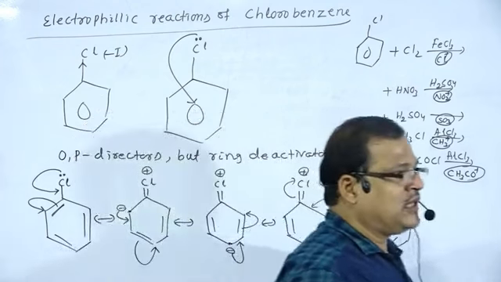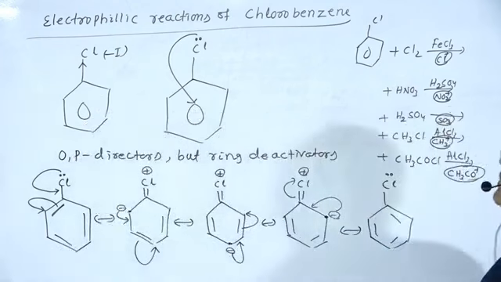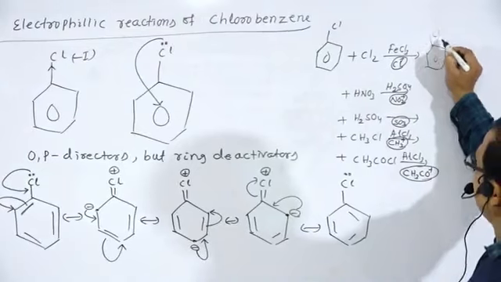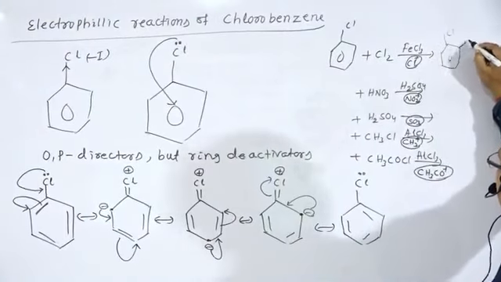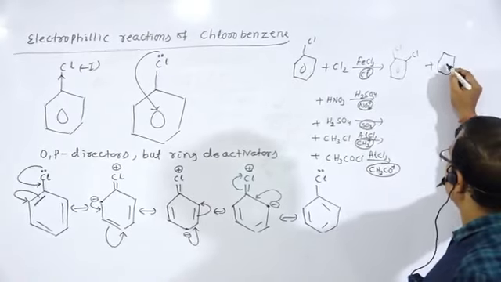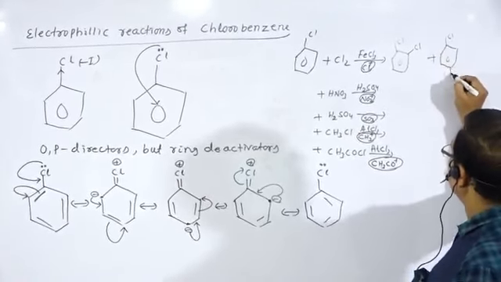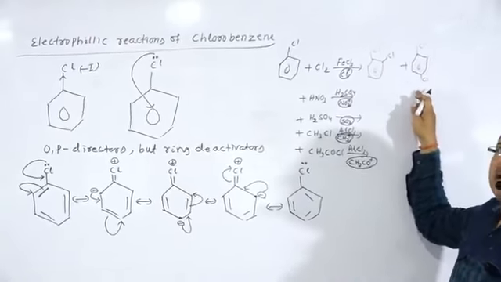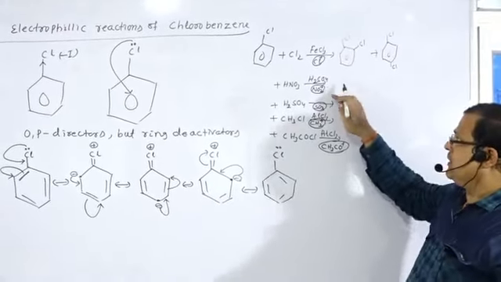So what are the products that will be found? In this case, Cl, ortho dichloro or para dichloro product. The ortho dichloro product or para dichloro product will be found.